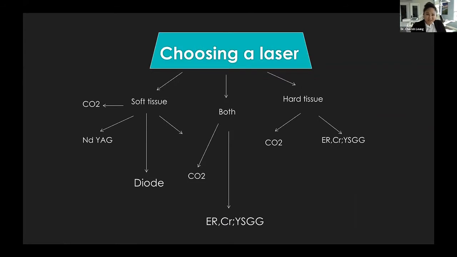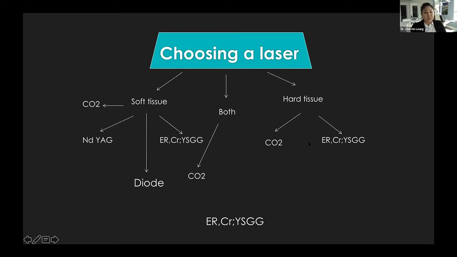So when you're choosing a laser, how do you choose a laser? There are so many out there and it can be really confusing, but the baseline of it is that you're gonna wanna decide what you're gonna use that laser for. So if you're gonna just use it for soft tissue, there are a number of different choices that are great for just using soft tissue.